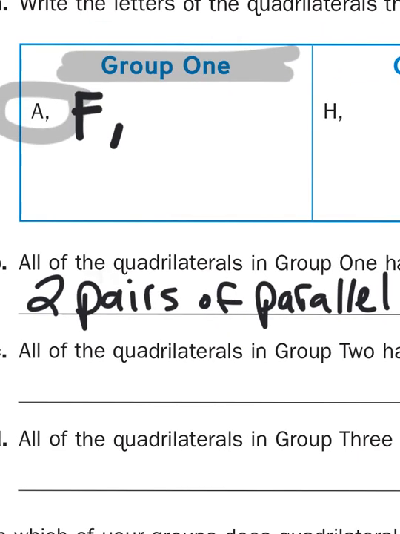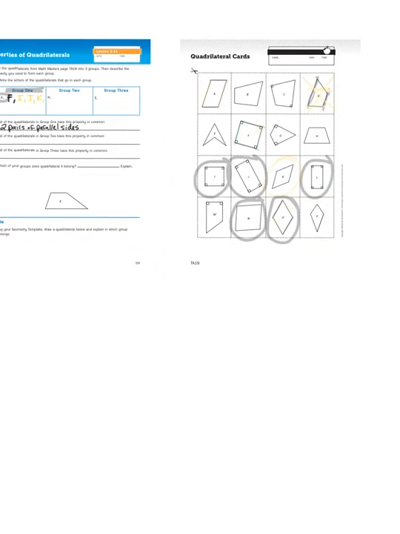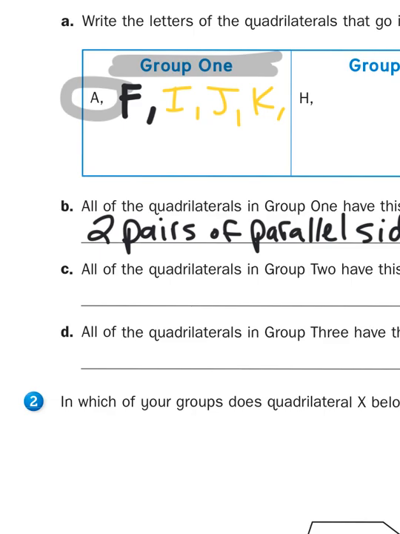So let me write those down. I, J, K. It's hard to do this when there's two screens. L, N, and O.